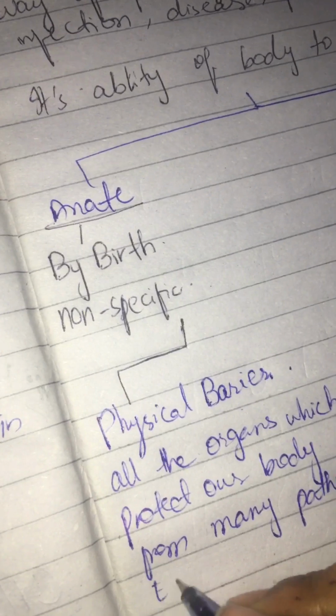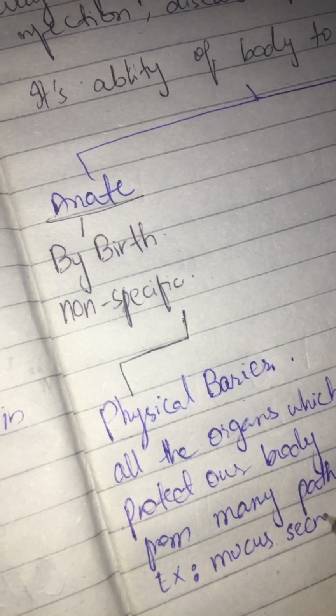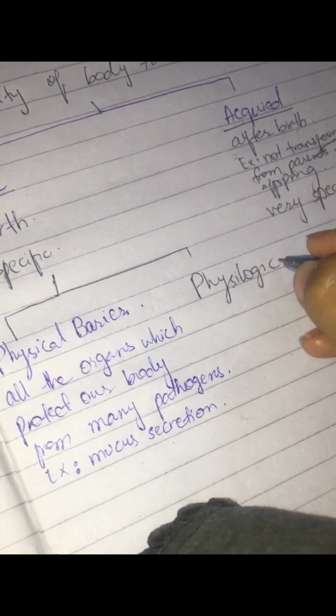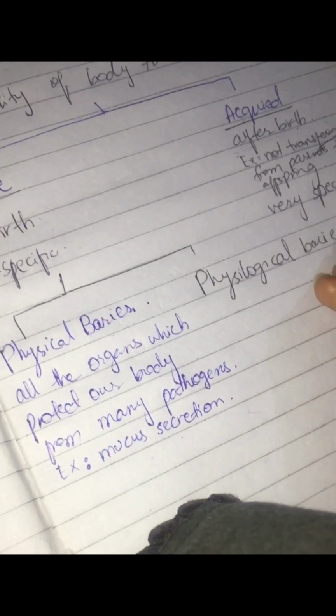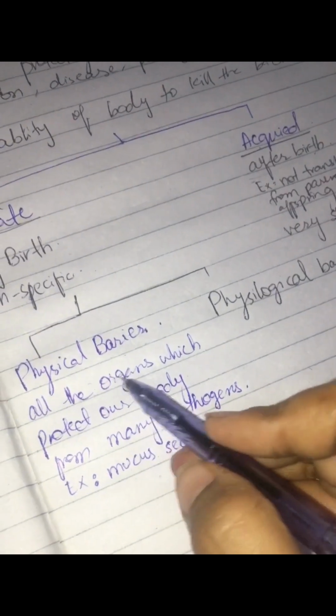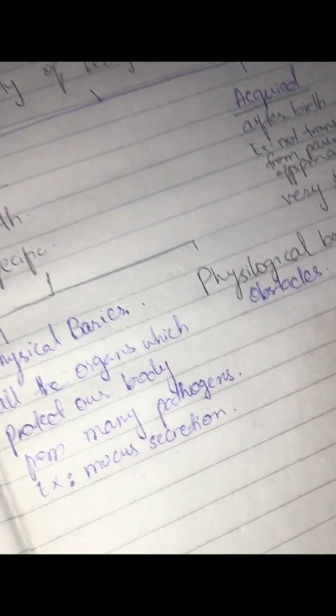We can even take the example of mucus secretion. Then physiological barrier, in which here we are talking about organs, and this will be talking about obstacles which are invading. Here they protect us from the organ, in this they will be protecting from these obstacles.